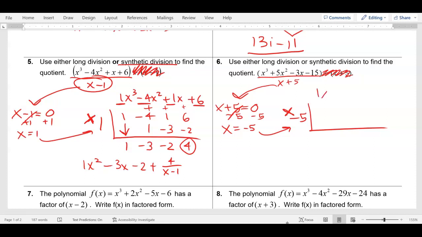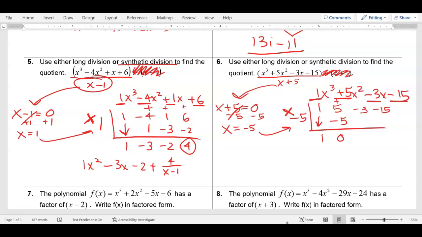This is a 1x cubed plus 5x squared minus 3x minus 15. So all these coefficients, since it's 3, 2, 1, 0, are all going to go in. There's no holes. So I got 1, 5, -3, -15. And same steps. Bring this down. So now I have 1. 1 times -5 is -5. Vertically, we're going to add 5 plus -5 is 0.